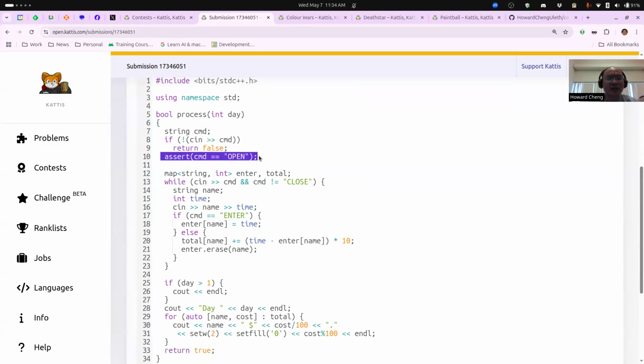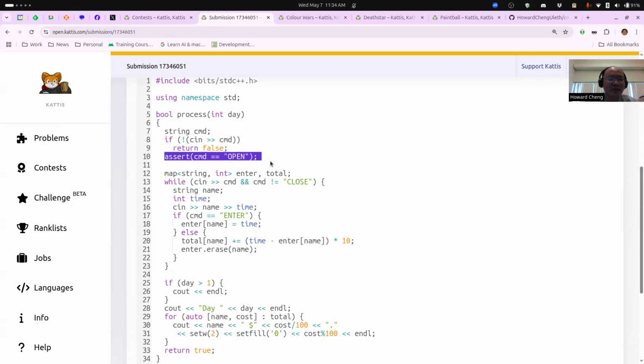And the first thing in a day must be open. So I use an assert to just check. And the reason why I use assert is that if for some reason the first line in the day is not open, my program will crash.